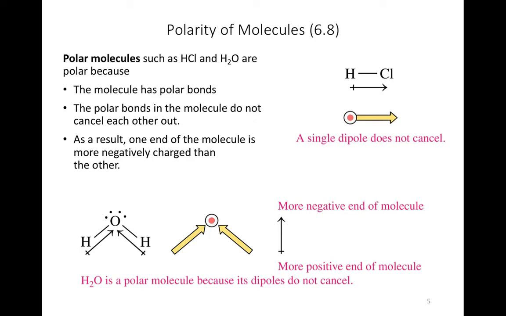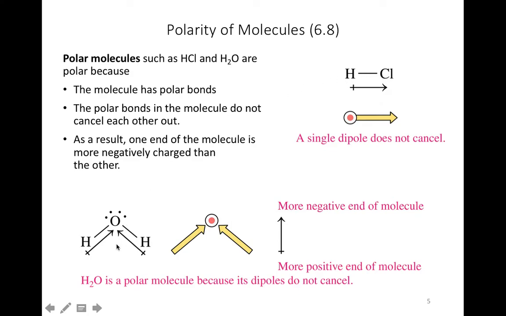Now, here's a couple examples of molecules that are polar. In the case of HCl, the hydrogen-chlorine bond is polar, and the chlorine is pulling on the electrons to the right. There's nothing over here to cancel it out, so we're going to end up with the electrons spending more time around the chlorine than around the hydrogen. So the chlorine is going to be partially negative because it gets more electrons. The hydrogen is going to be partially positive because it's lost the electrons somewhat. And so we would say that HCl is polar because it's got a negative end and a positive end.